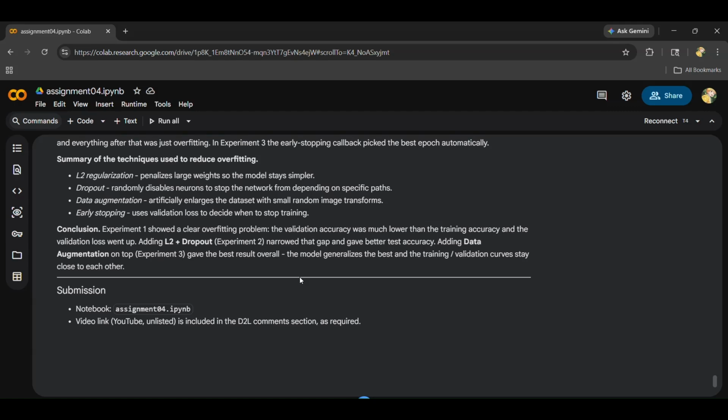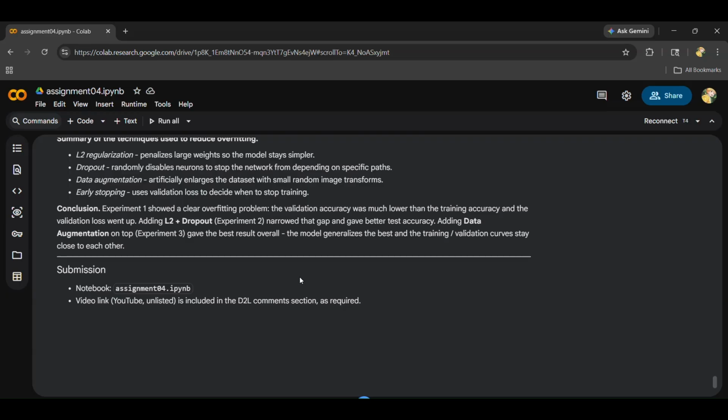To summarize, I showed that a big CNN with no regularization overfits CIFAR-10 quickly. Adding L2 plus dropout reduced the overfitting. Adding data augmentation on top of that reduced it even more and gave me the best test accuracy. And choosing the right number of epochs using validation loss is what keeps the training honest.